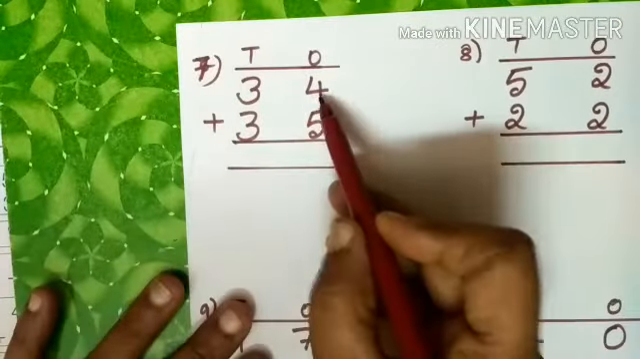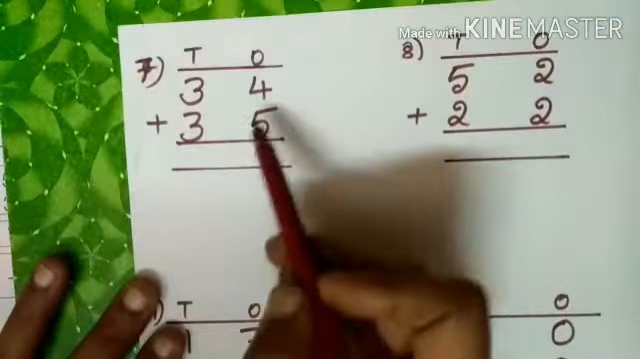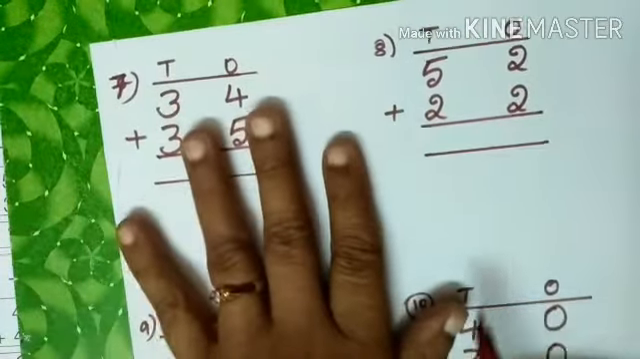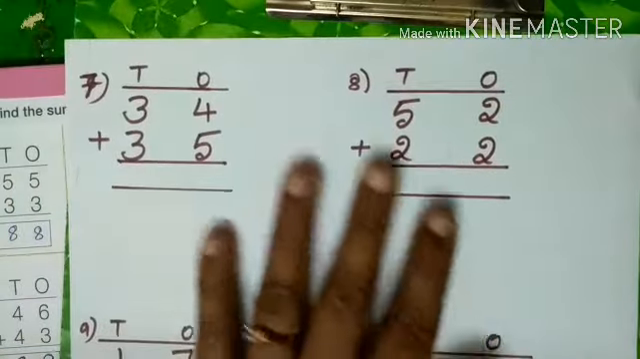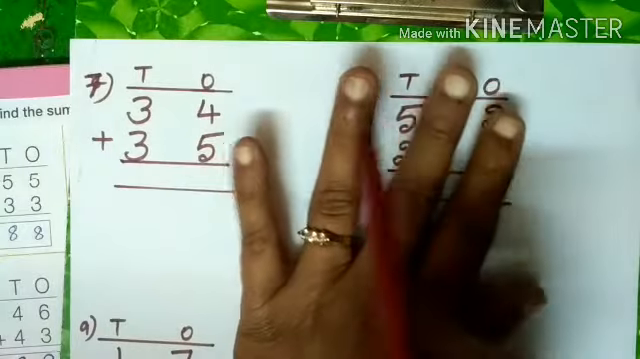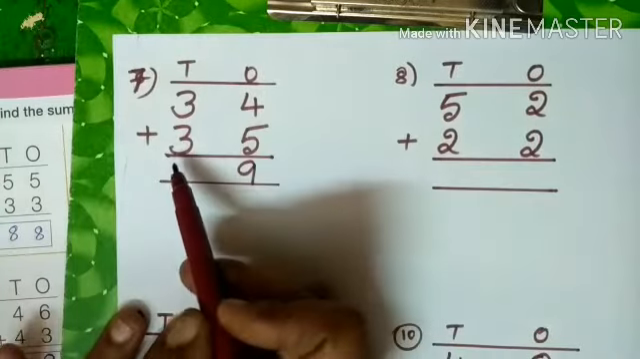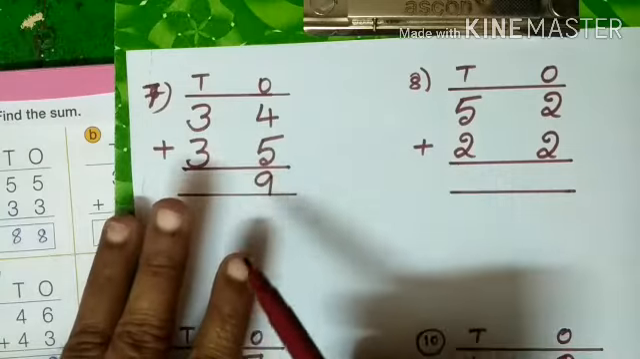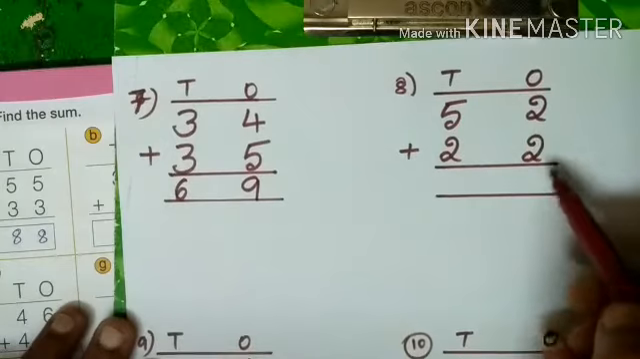Next sum is 4 plus 5. Now we will do using fingers. These sums we will do using fingers. Now 4 in your mind, 5 in your fingers. Now 4 after 5, 6, 7, 8, 9. Right here 9. And 3 is in your mind, another 3 is in your fingers. 3 after 4, 5, 6. Right here 6.